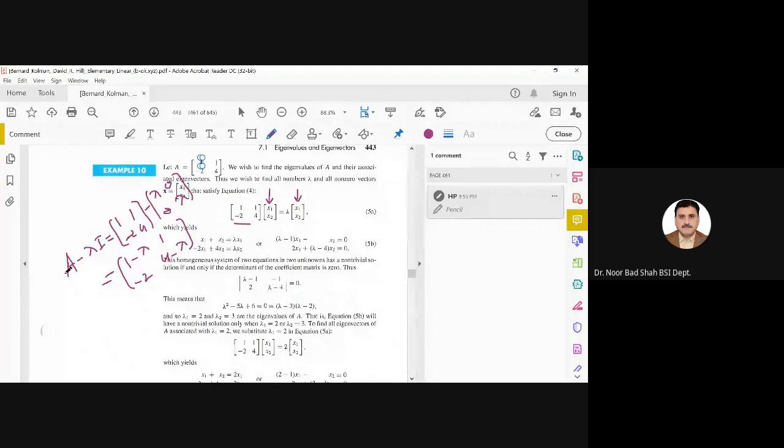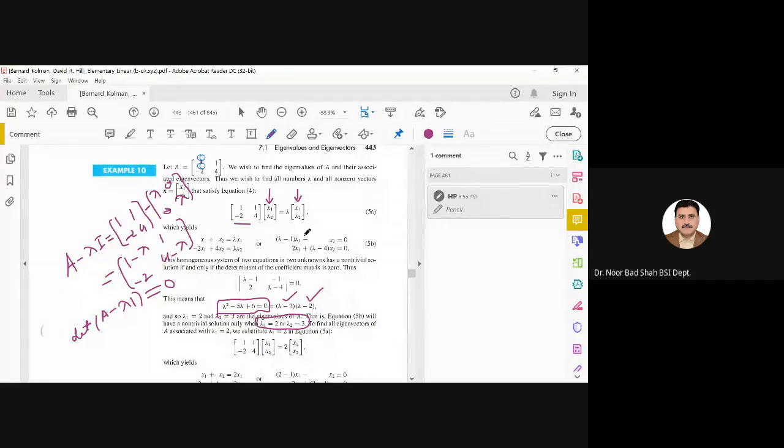Now we take the determinant of this matrix A minus lambda I and equate that to 0. If you simplify it, we get lambda square minus 5 lambda plus 6 is equal to 0, which gives lambda equal to 2 and lambda equal to 3. So these are the eigenvalues. And then you would put the value of lambda in this equation.